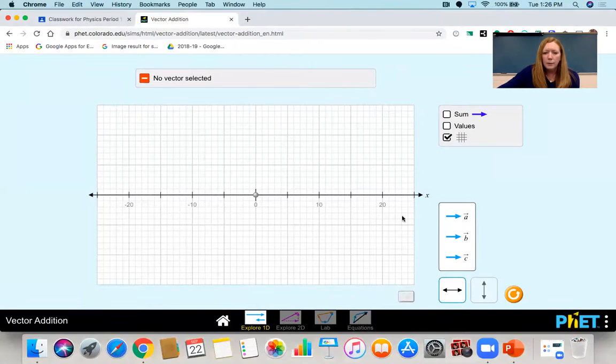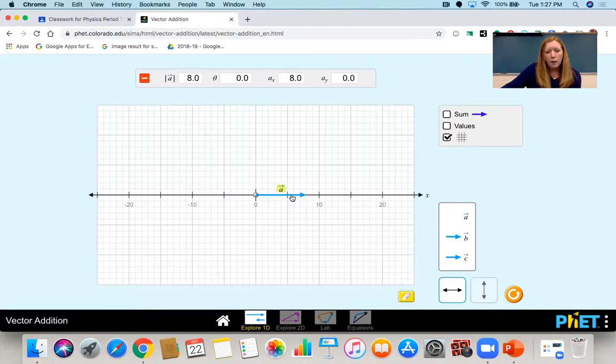So let's say I start at a position of 0, and then I walk 11 meters. My distance right now is 11 meters because that's where I started, and this is where I end, is at 11 meters. My displacement would be 11 meters to the right, or I could say positive 11 meters, right?